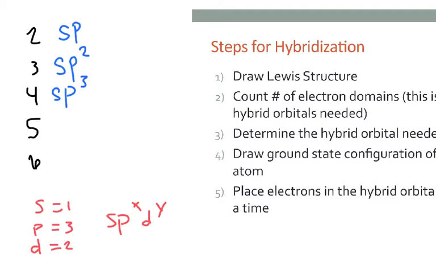Okay, let's suppose you have 5 electron domains. Starting off with the S, there's one of the 5. P, but remember, there's only a maximum of 3. So right now with sp3, you've only taken care of 4 out of the 5 electron domains.